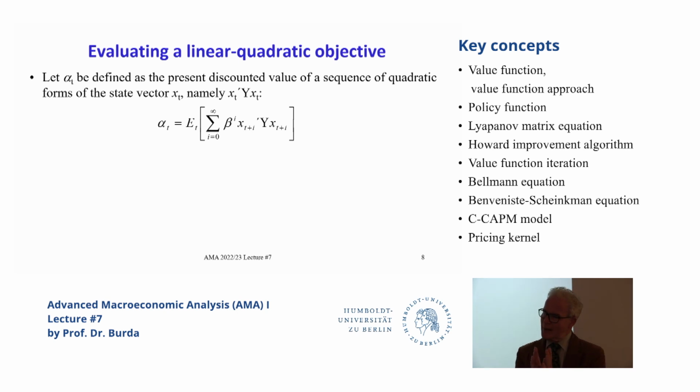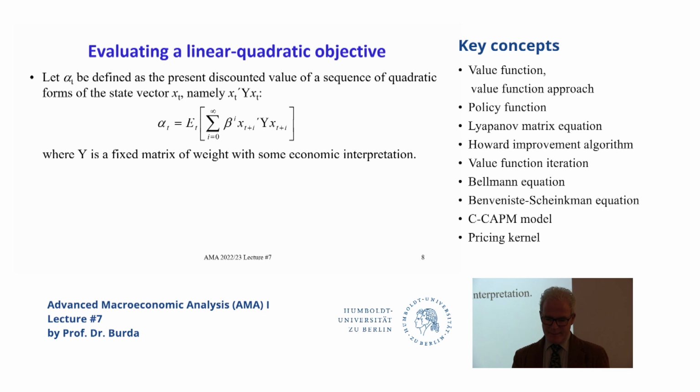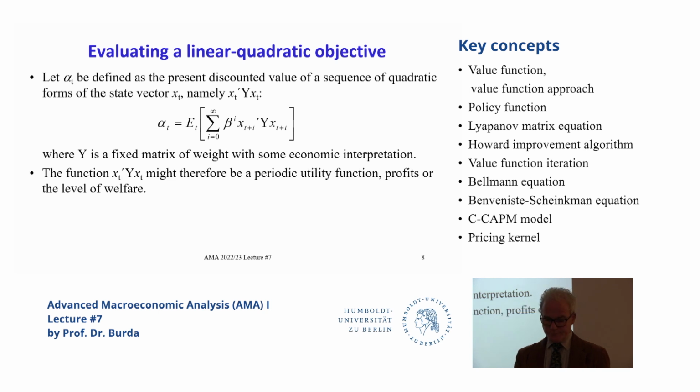So think of Y as a weighting matrix that defines my utility or my profits or whatever I'm maximizing, and it's fixed. It has a lot of economic interpretation. It might be a linearized version of a much more complicated problem. And we're just looking at small deviations around that problem.